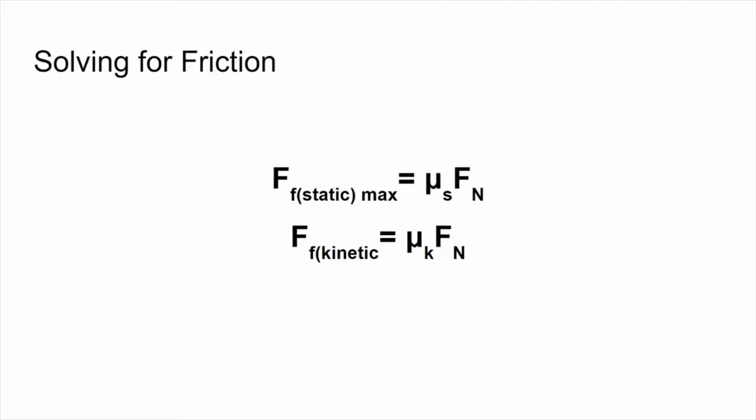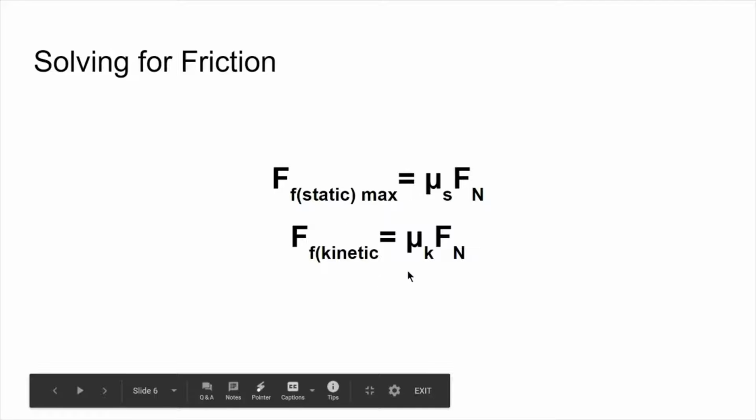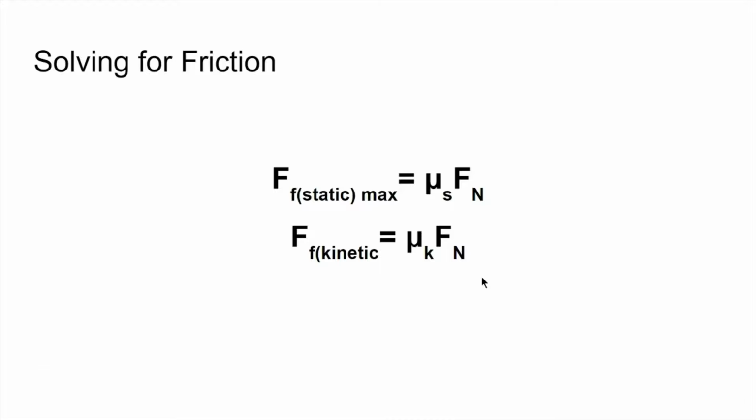Now, we have some formulas that we need to know in order to calculate the friction. If we're talking about our maximum static friction, we have mu sub s times our normal force. And then our force of kinetic friction is going to equal mu sub k times our normal force. Once again, coefficient of friction and normal force come into play to determine the force of friction.